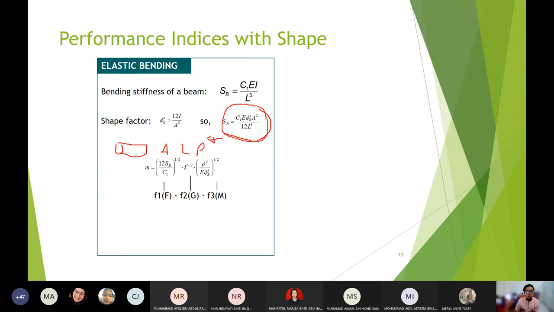This is for tension, don't be mistaken. But if we arrange it for this kind of section, we get M equals 12 S, because A is here, and rho is still rho. So I need to go back, I think I missed explaining this.